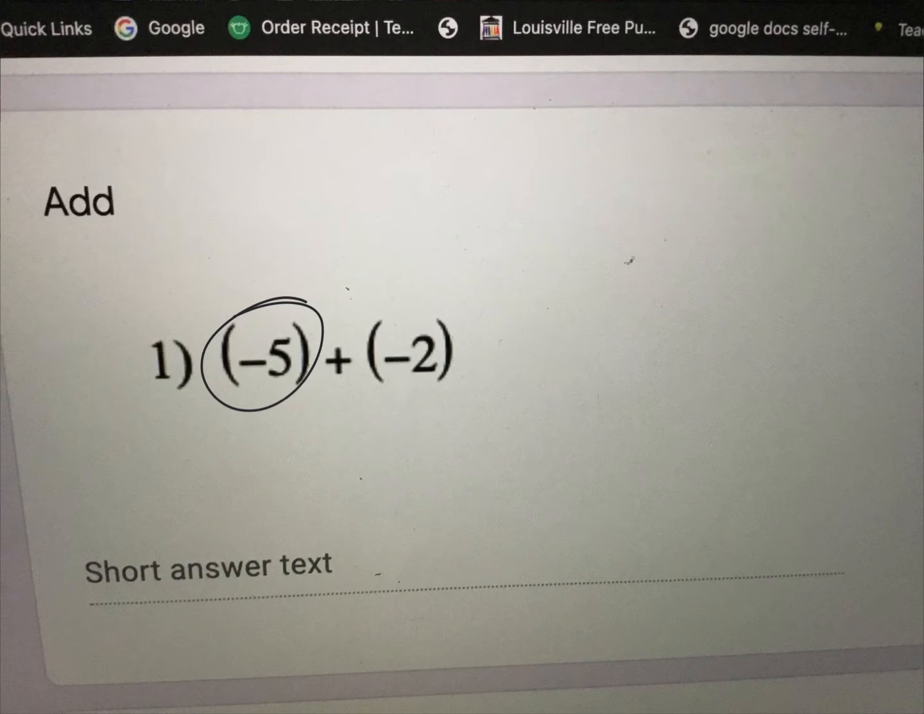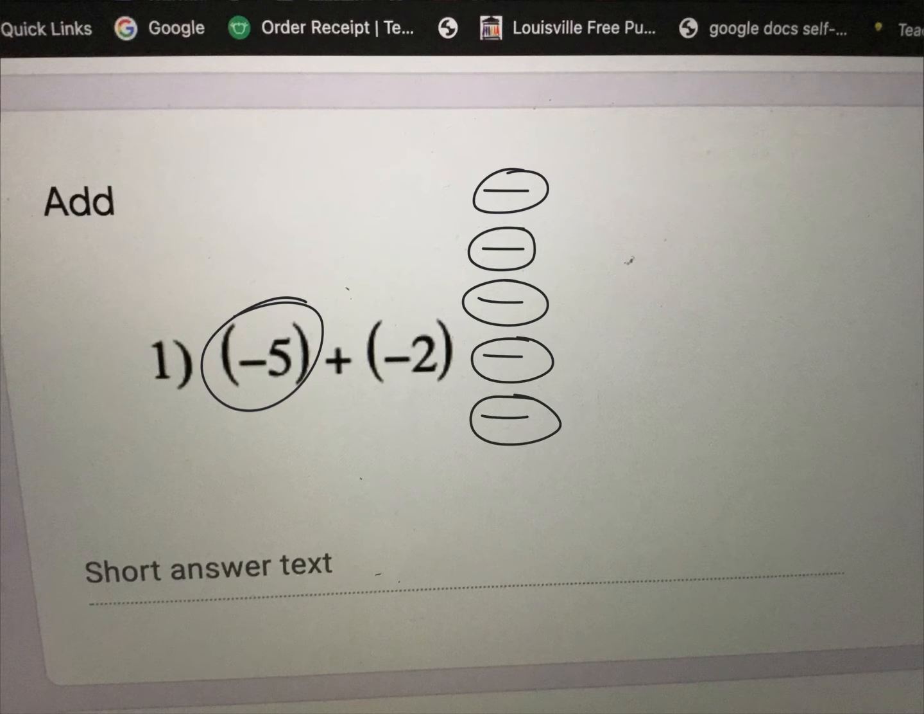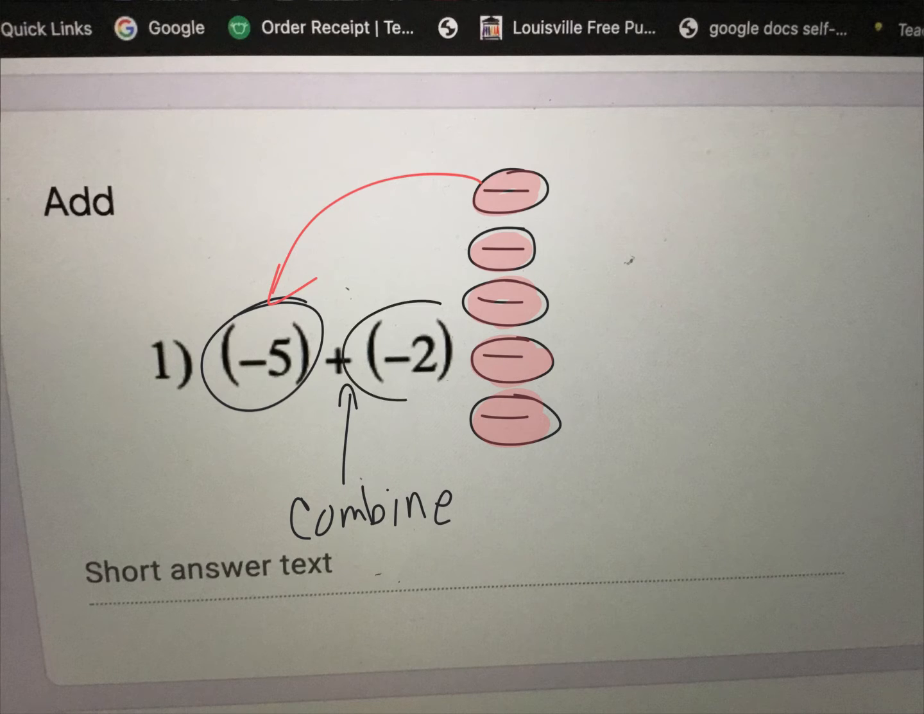So imagine that we're going to represent each negative by a little chip that is a negative chip, and I'm going to make them red because typically when we think of negative numbers we think of something in the red, right? So here we have -5, right? And so we're going to combine it, we're going to put it together with -2.